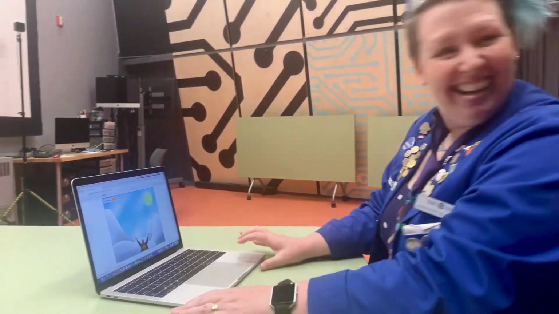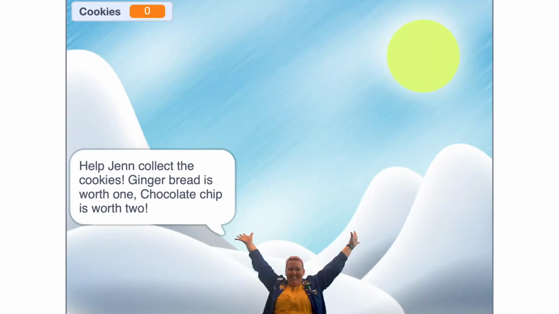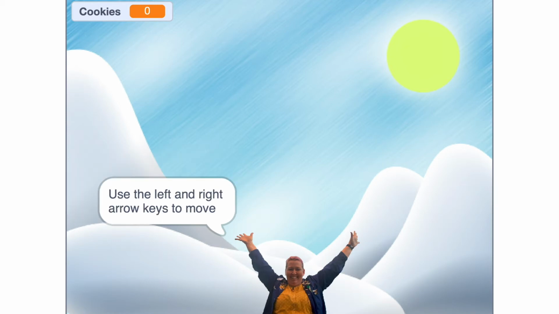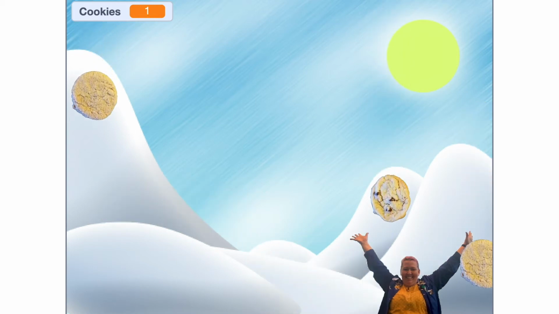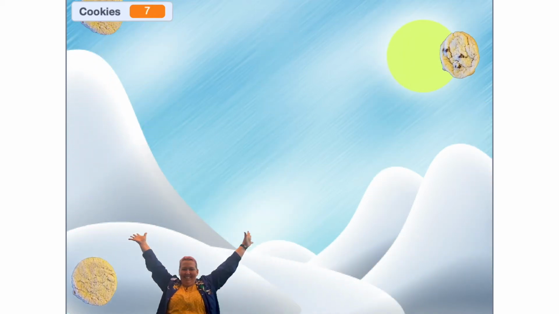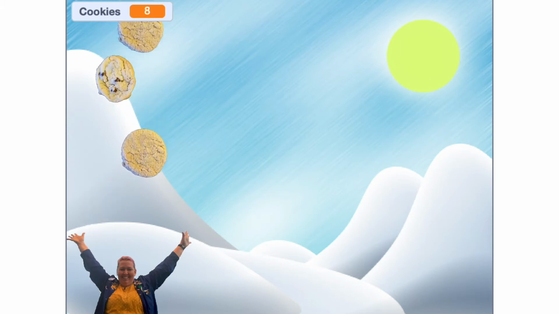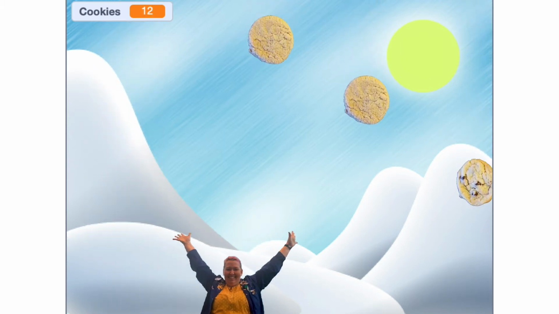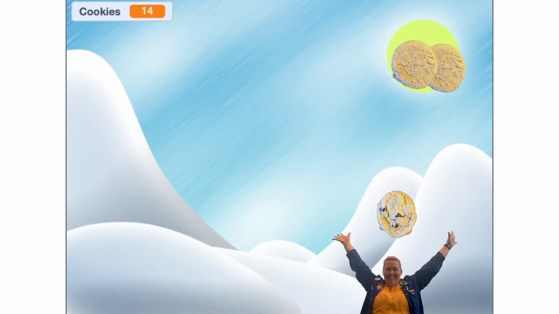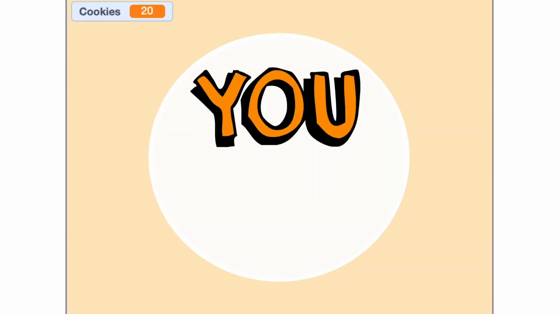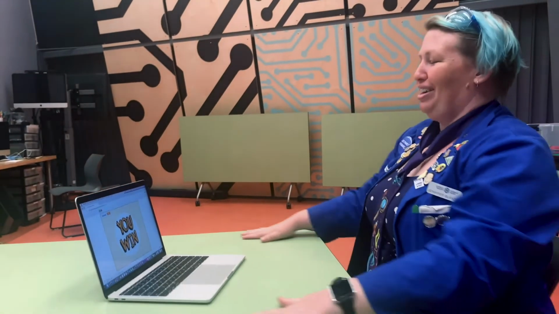Look, it's me. Help Jen collect the cookies. Gingerbread is worth 1 and chocolate chip is worth 2. Use the left and right arrow keys to move. Okay. Look at me, I'm catching cookies. Nom nom nom. Oh, where did I go? Jonah, I got 21 cookies.